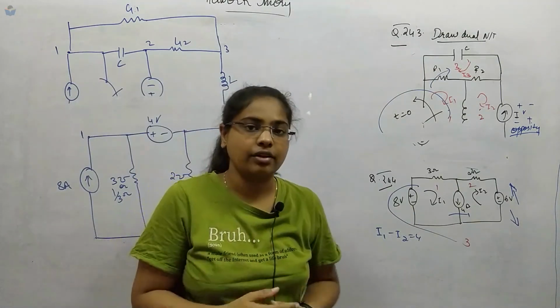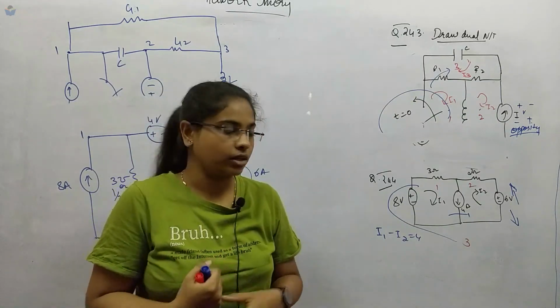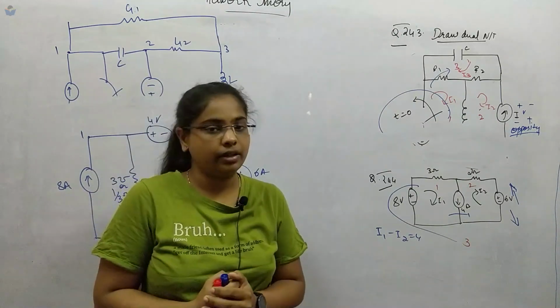Next we will see graph theory, locus diagram, passive filters and 3-phase circuits. After that, this network theory will be completed.